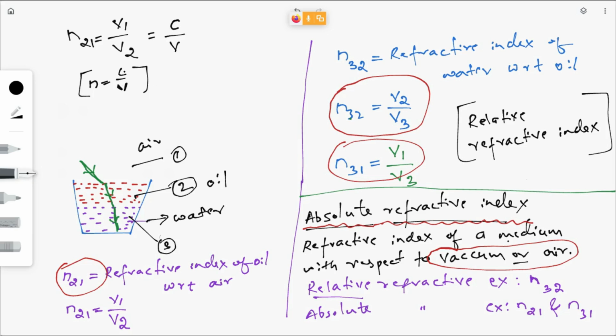Absolute refractive index is C by V. So speed of light in air divided by speed of light in the given medium, whatever may be the given medium. Okay, it can be air, it can be oil or water. So N is equal to C by V.